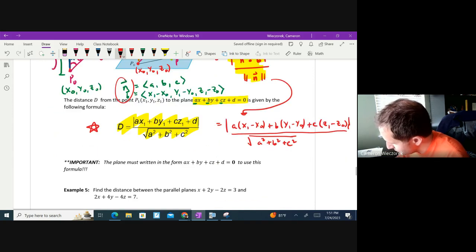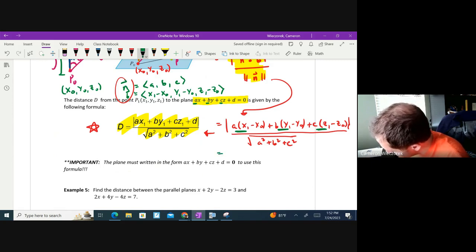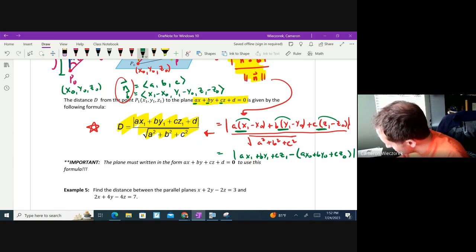And so you'll see it's getting closer to what we want. If we combine some like terms, I'm going to pair up everything that has a subscript of 1 together. So I end up with the absolute value of a x1 plus b y1 plus c z1 minus the quantity a x naught plus b y naught plus c z naught. I'm factoring the negative sign out from the last three terms after distributing. This is still over the square root of a squared plus b squared plus c squared.